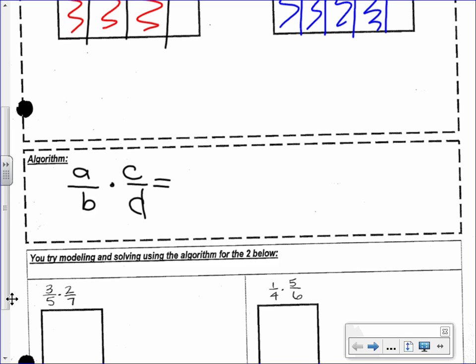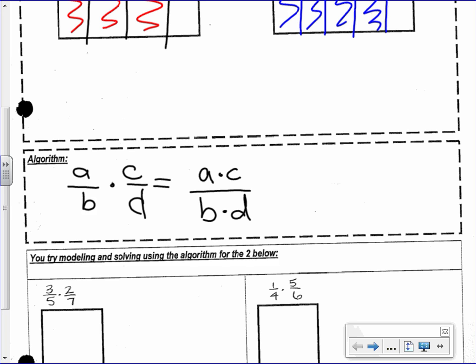Alright, Ben, what rule did you come up with? Or algorithm? Top times top, bottom times bottom. Perfect. Or better words, numerators times numerators. So all you're saying is A times C and B times D. That's your rule, or your algorithm. Pretty basic stuff. Or numerator times numerator, denominator times denominator.